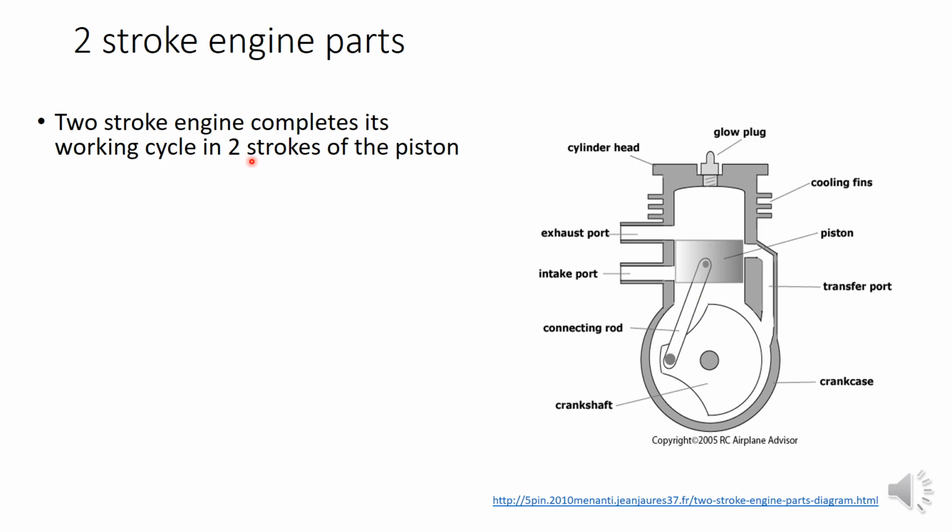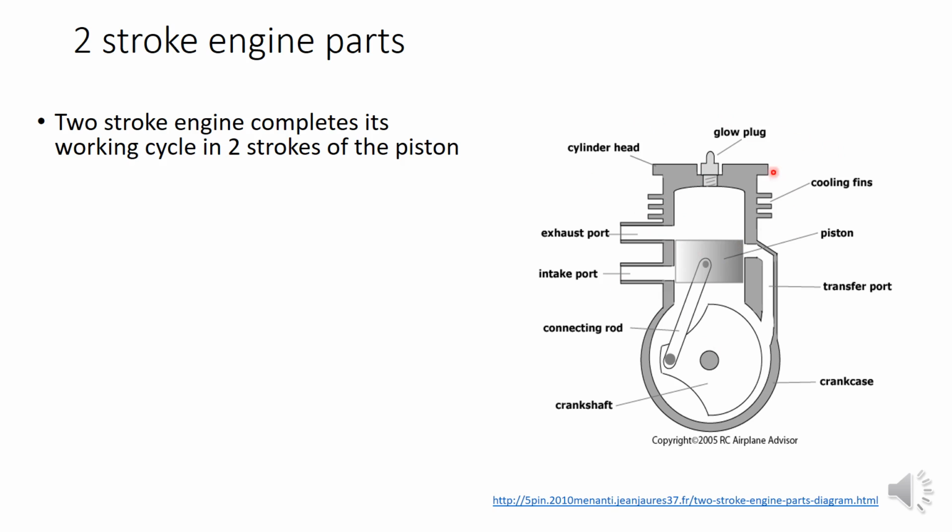We have already seen that a four-stroke engine completes one cycle in four strokes of the piston. Four movements are required, but here you can see the cycle is completed within two strokes of the piston. So one upward movement and one downward movement is enough for completing one cycle. Now what is the difference here? You have identified looking at this figure. We have already studied the figure of a four-stroke engine. So what is the difference you can identify?